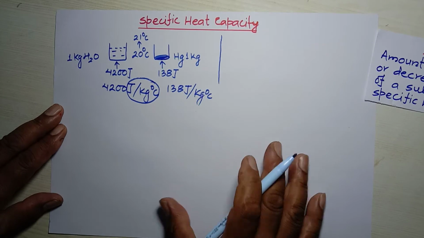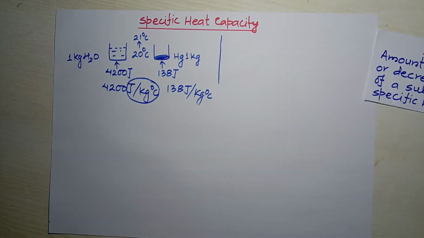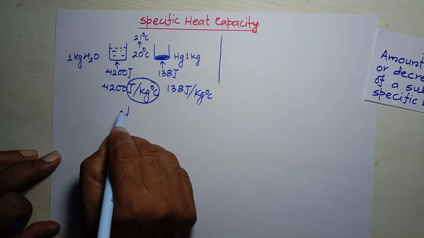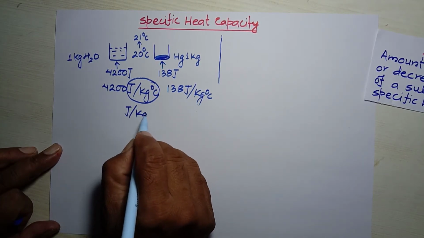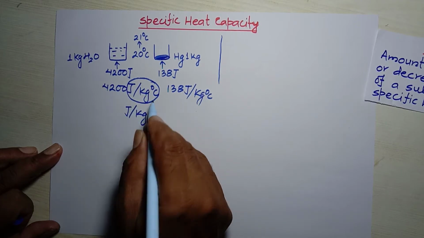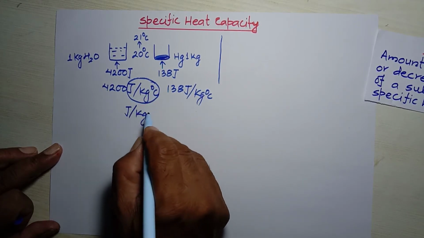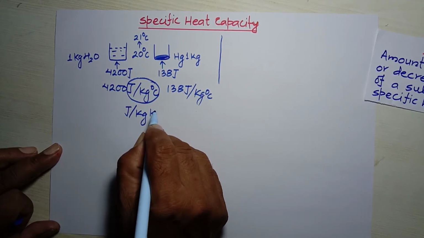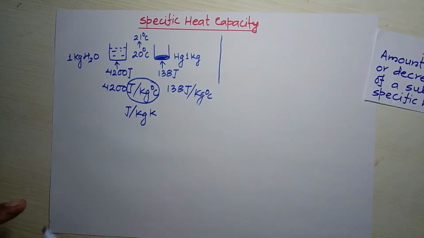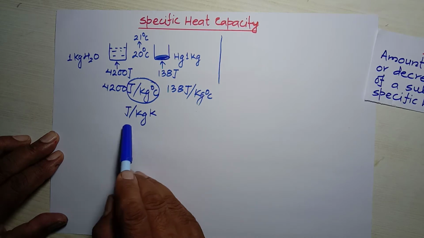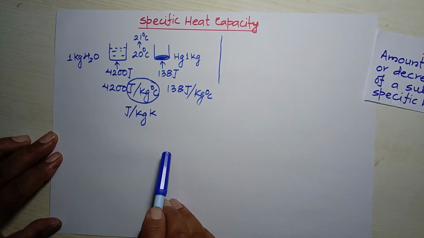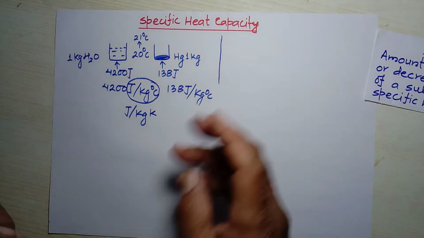But don't be confused, this joule per kg degree Celsius is not exactly the SI unit. Joule is an SI unit, kg is also an SI unit, the mass is measured in kilogram, but degree Celsius is not an SI unit, we use Kelvin. If we are asked to write the SI unit of specific heat capacity, then we have to write joule per kg Kelvin.